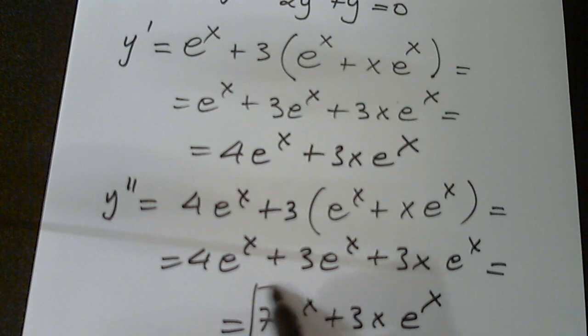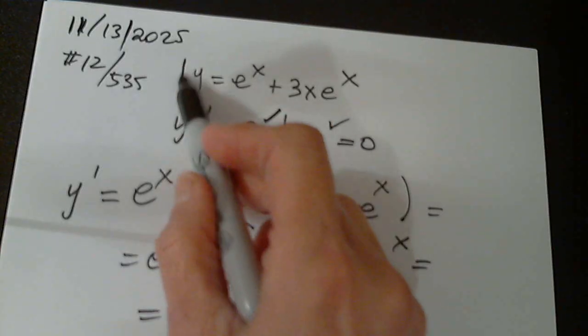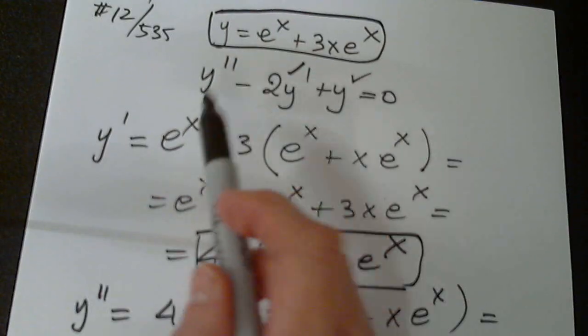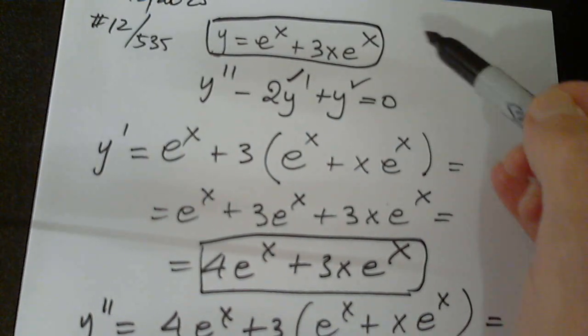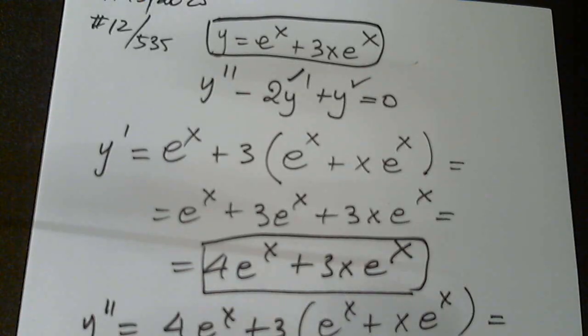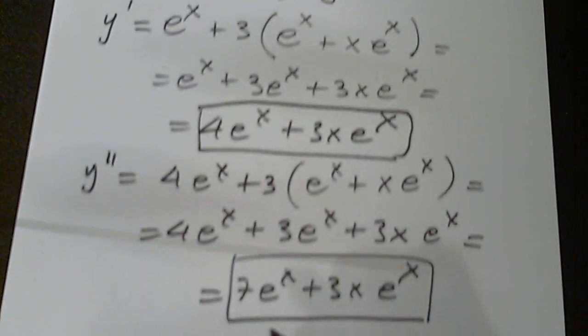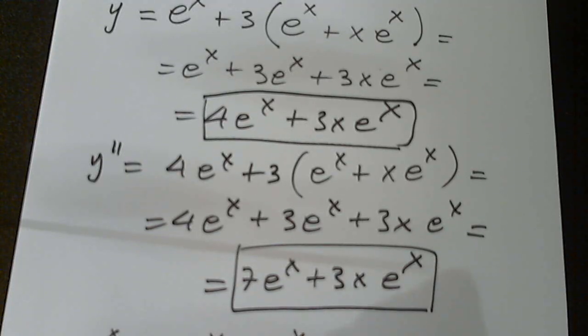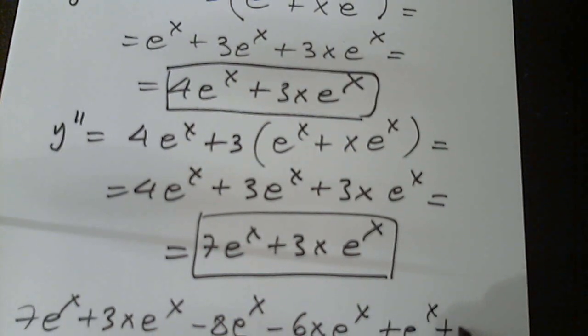So I have the second derivative, I have the first derivative, and I also have the function. All I have to do now is put them where they belong and see if I get 0. If I get 0, I'll go back and say yes. If I don't get 0, I'll go back and say no. So, second derivative, 7 e to the x plus 3x e to the x, minus 2 times the first derivative, minus 8 e to the x minus 6x e to the x, and plus the function, and see what we get. If we get 0, we'll say yes. If we don't get 0, we'll say no.